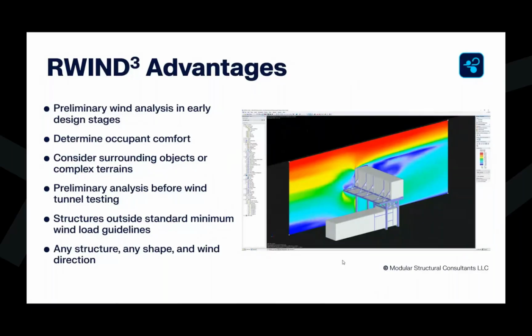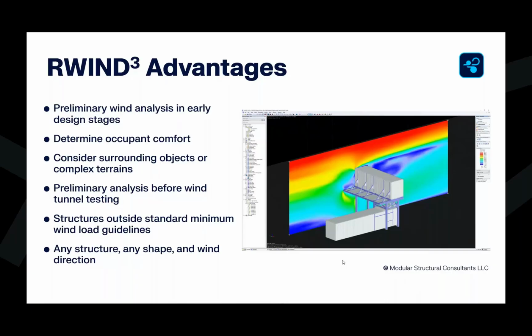So we might be wondering, why would we want to use a program like RWIND 3? I wanted to go through a few advantages here. You can imagine that this can be a really powerful tool for wind analysis very early in the design stages. If we're toying around with different geometries, or we get this information from the architect and want to know what the wind loads are early on, it's very quick and efficient to just put it into this numerical wind tunnel.